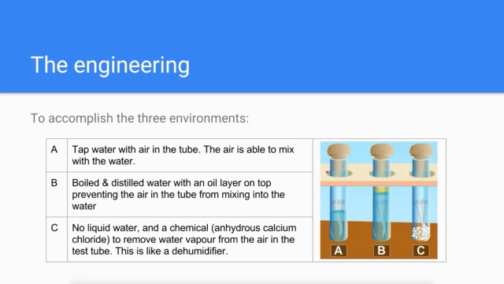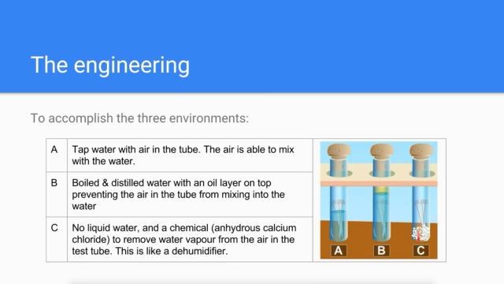Well, test tube A is the easy one. It just has some water in it and the air freely mixes. We still cap it just to give a closed environment. The second one, we use boiled and distilled water to make sure it's clean and pure. And then we put a layer of oil on top to keep the air from mixing in.